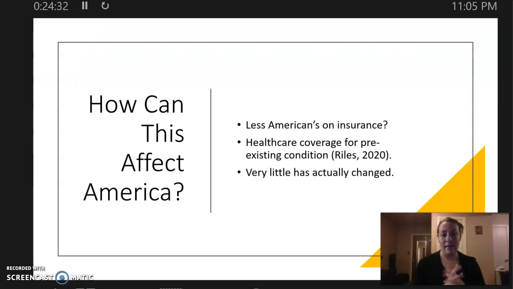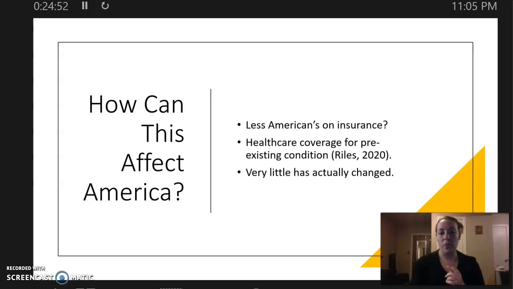So how does this affect America? So with there being no penalty for having insurance coverage, one can say there can be less people who feel empowered or the need to enroll in insurance because they don't feel that they have to go to the doctor or preventative care is important.